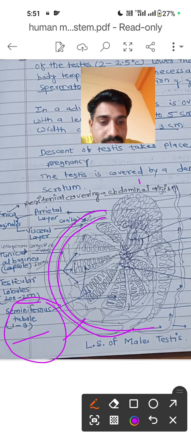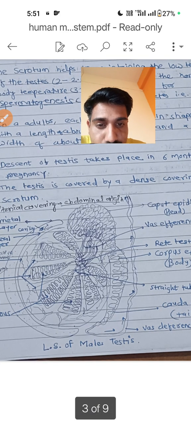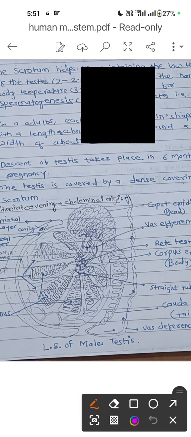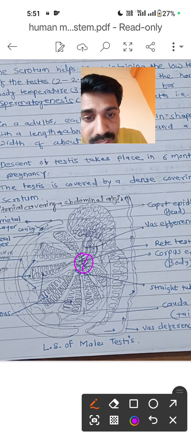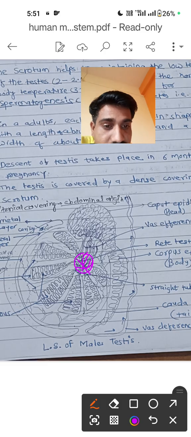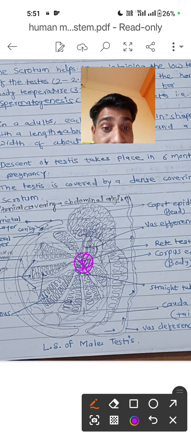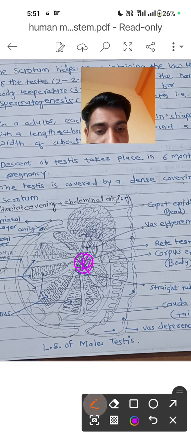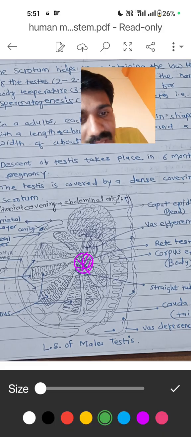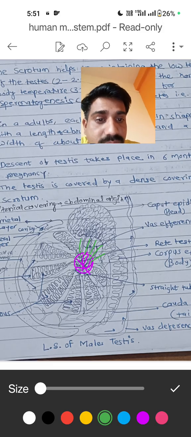After that, all the seminiferous tubules come together and form a network-like structure, and that network-like structure is known as the rete testis. What is that? Rete testis. From the rete testis there is a formation of one tube, and that tube is known as the vas efferens.